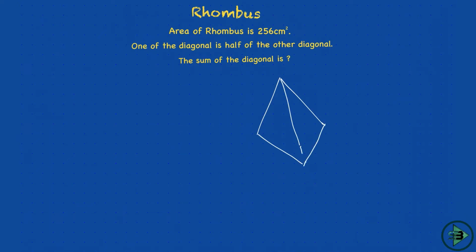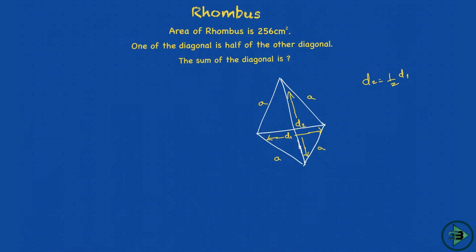The area of the rhombus is equal to half into d1 into d2, and all four sides will be equal: this is a, this is a, this is a, this is a. Let me say this diagonal is d1 and this diagonal is d2, but one diagonal is half of the other, so I can say d2 is equal to half of d1. Or you can say d1 is half of d2, whatever you want.